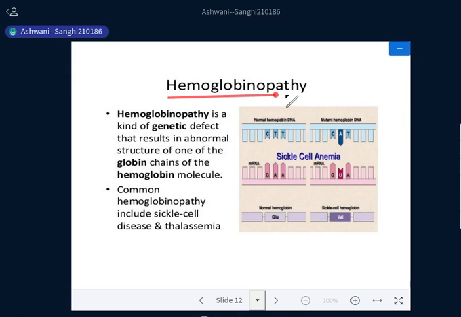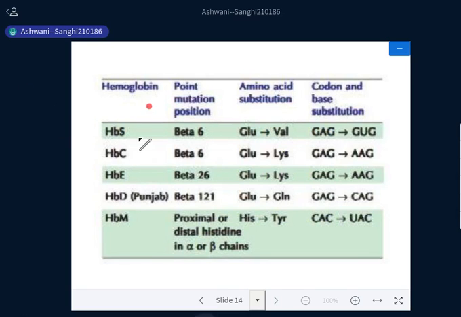Hemoglobinopathies. Hemoglobinopathies are a kind of genetic defect that results in an abnormal structure of one of the globin chains of hemoglobin molecules. Examples are sickle cell anemia and thalassemia. There are various types of hemoglobinopathies, like HbS, sickle cell anemia, in which in the beta chain at the 6th position glutamic acid is replaced by valine.